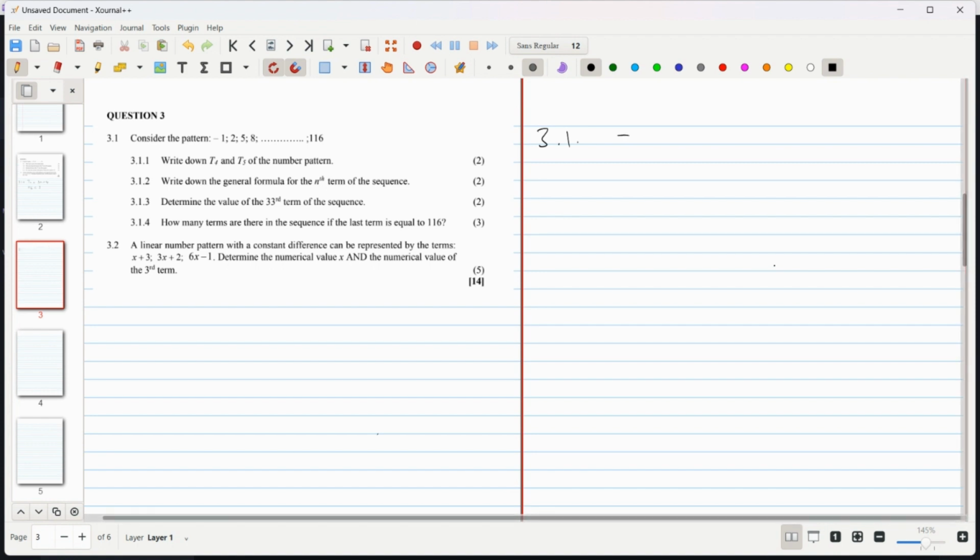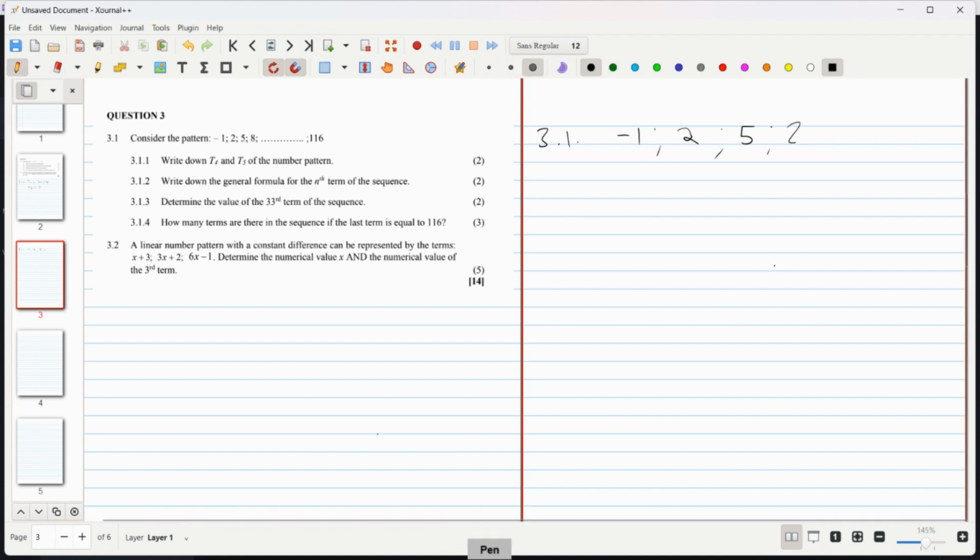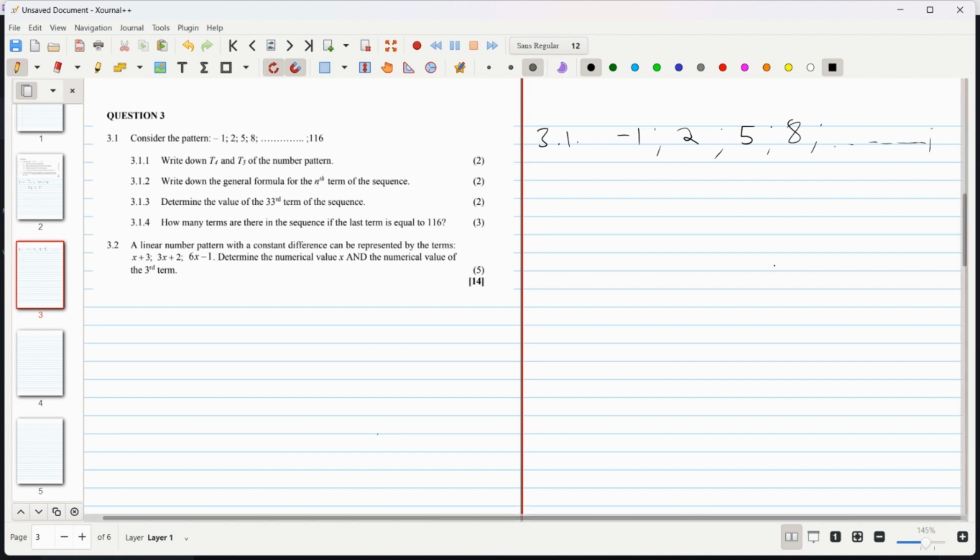For 3.1, we have the first term, which is -1, and then the second term is 2, the third term is 5, the fourth term is 8. This number pattern goes up until 116. For 3.1, they ask us to determine or write down term 4 and term 5.